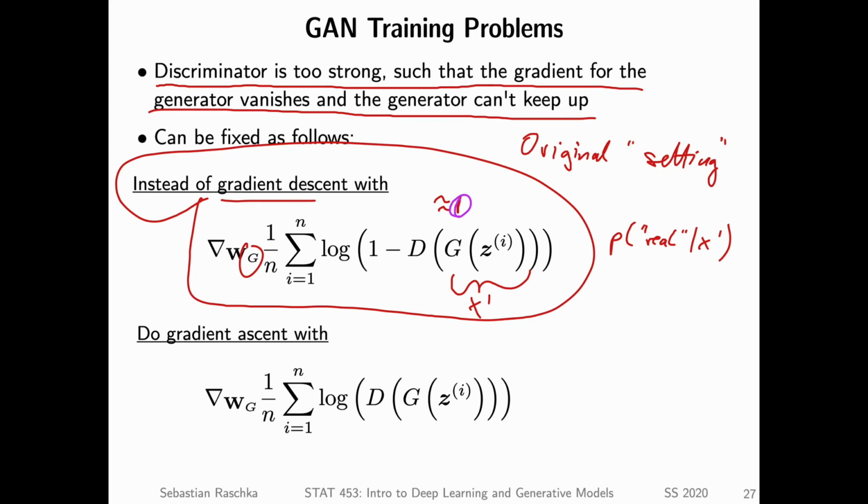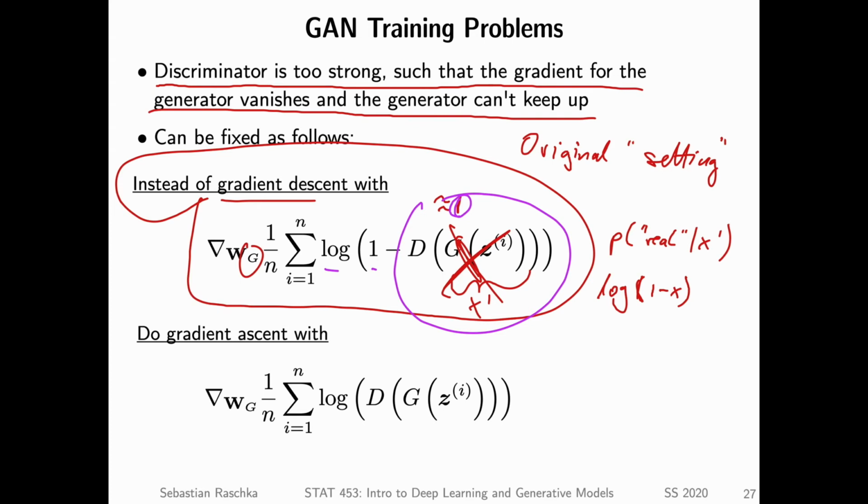So why is that? Let's take a look at that expression. If we would compute the derivative of that, let's say log 1 minus, let's call that whole thing here just x. What we have then is log 1 minus x. What is the derivative of that?